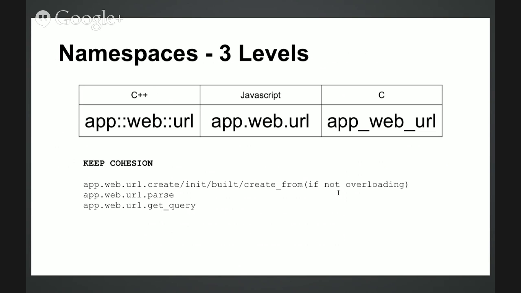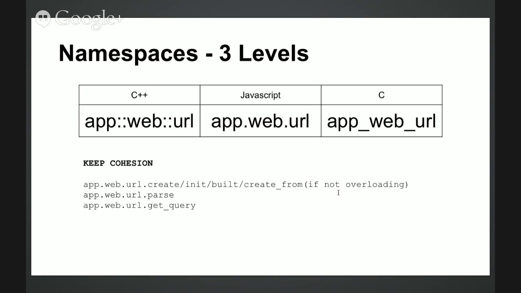Don't leave it for later. Try to do it now at the beginning. It will help you to create names easier. If you have to create something in the domain that is URL, and you have a constructor, you can say URL create, URL init, or build, or create from, or URL parse, or URL get query. You don't have to be thinking about strange names.